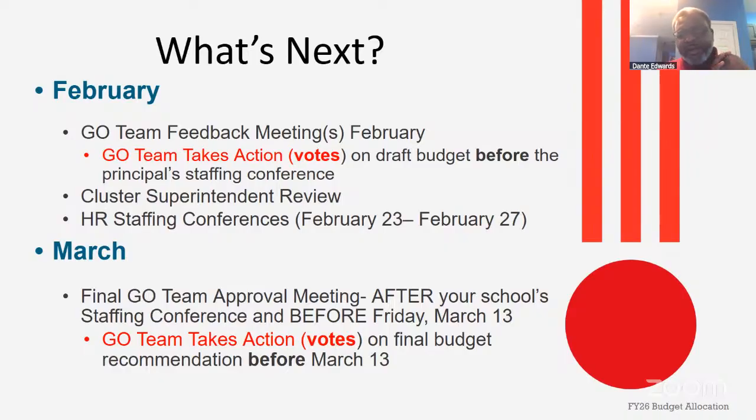Once that happens, we'll finalize the budget and send it to the cluster superintendent. Then I'll have what we call a staffing meeting, where I'll meet with the cluster superintendent, HR, and some more folks, and I have to present that to them. Once we're done with staffing conferences, I'll come back to the Go Team and show you everything that we worked on for the final approval. Then we'll finalize the budget from there.